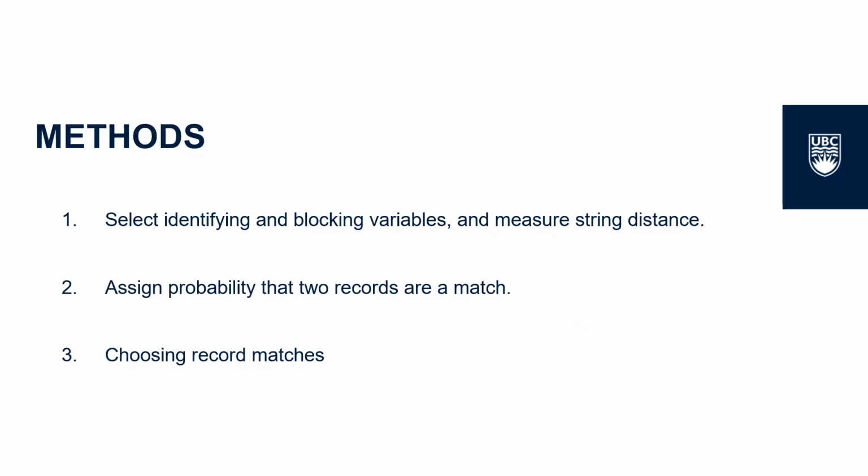Now, I'm going to go through the methods used for this historical record linkage approach, and I will break it into 3 sections. The first part of the method is selecting, identifying, and blocking variables, and then measuring string distance. Then, the next step is to assign probabilities that 2 records are a match. And finally, the last step is to actually choose the records that will be linked.